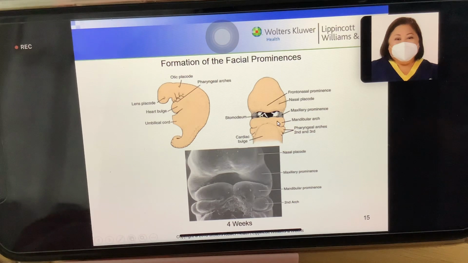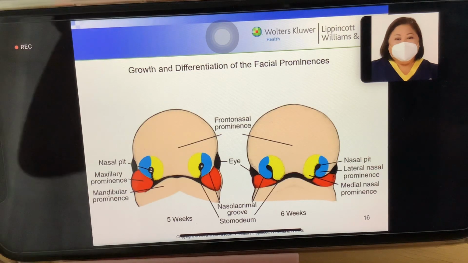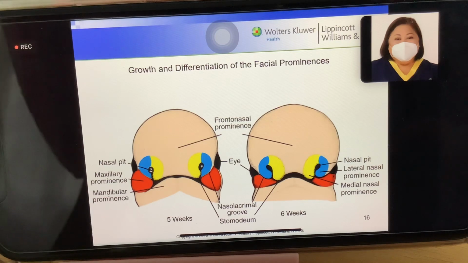arch. So 2 thickenings of ectoderm, the nasal placodes, have a depression. Nasal placodes begin also to form on the lateral surfaces of the frontonasal prominences. Okay? So this is an illustration showing continued growth of facial prominences.